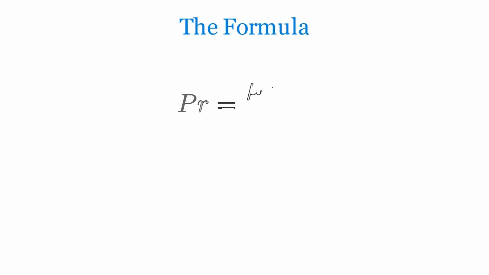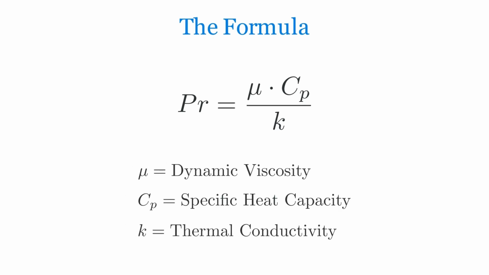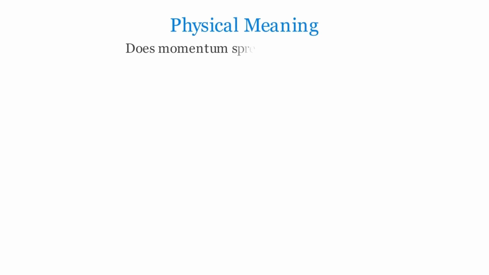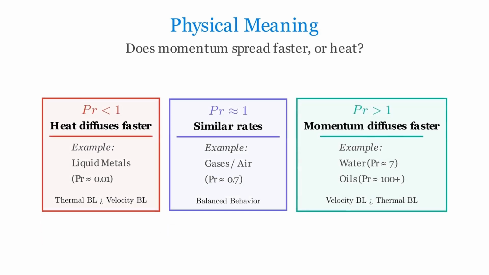Or using other properties, Prandtl equals mu times Cp divided by K, where mu equals dynamic viscosity, Cp equals specific heat capacity, K equals thermal conductivity. Physical meaning. Prandtl tells us, does momentum spread faster than heat, or does heat spread faster than momentum? When Prandtl is less than 1, heat diffuses faster than momentum. Example, liquid metals, Prandtl approximately 0.01. Excellent heat conductors. Thermal boundary layer is thicker than velocity boundary layer.